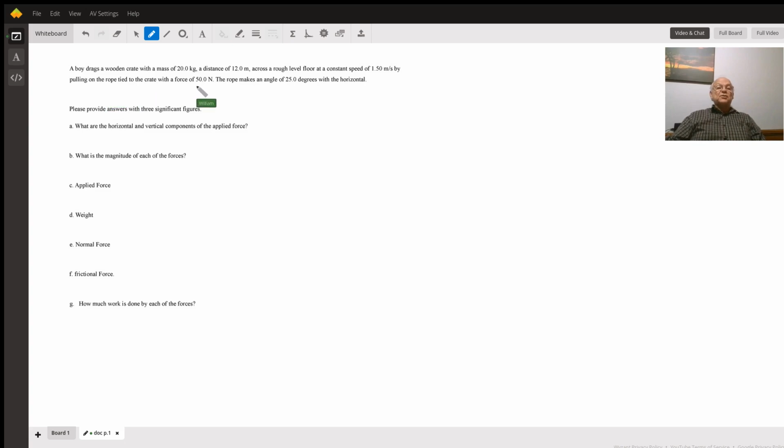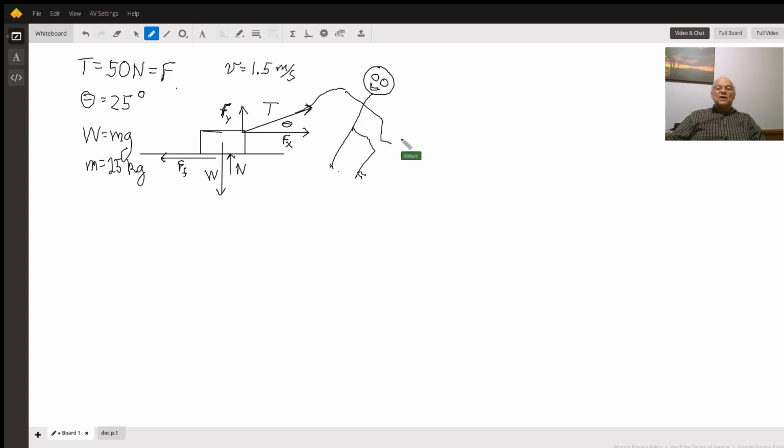A rope tied to the crate with a force of 50 newtons makes an angle of 25 degrees with the horizontal. So from that, you should be able to find all of these different things. And I'm going to show you now how to set up the problem so that you can get to all of those. Let's go to board one.